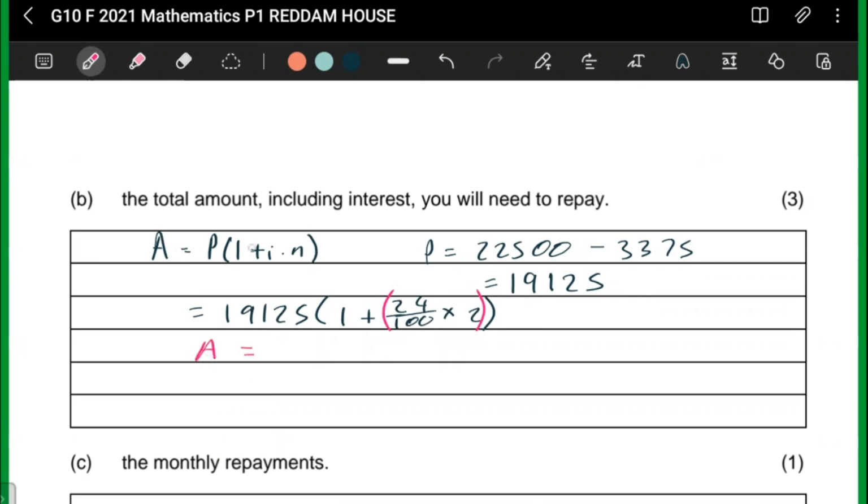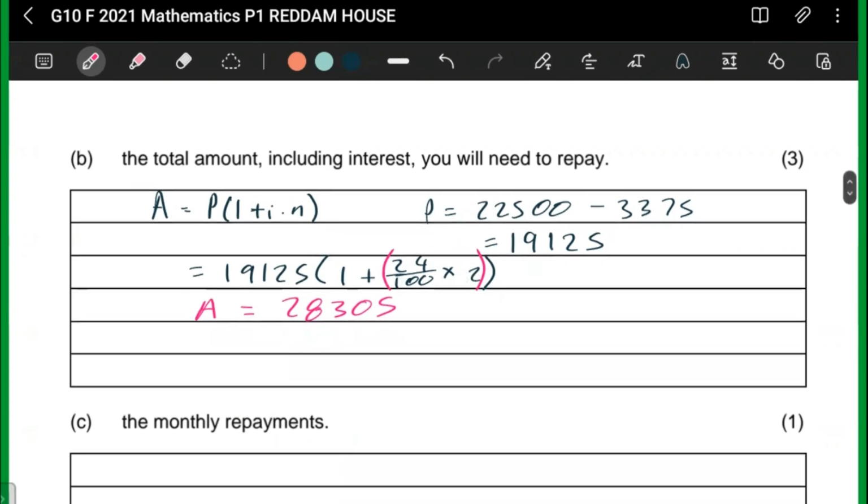It's giving us 28,305. So you can see why this is a terrible deal, because in the space of 2 years, it's paying more than what the thing actually cost. And the interest rate is way too high also, but it is what it is.